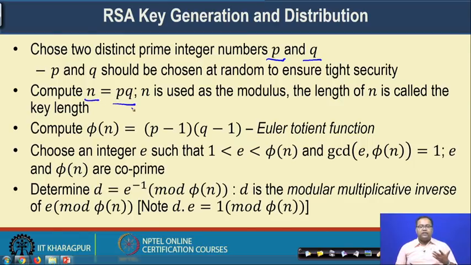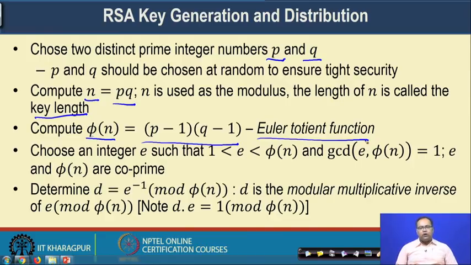So, n is used here as the modulus, and the length of n is called the key length of the RSA algorithm. Now, we compute a function called phi(n). Phi(n) is equal to (p minus 1) times (q minus 1). This particular function is known as the Euler totient function.